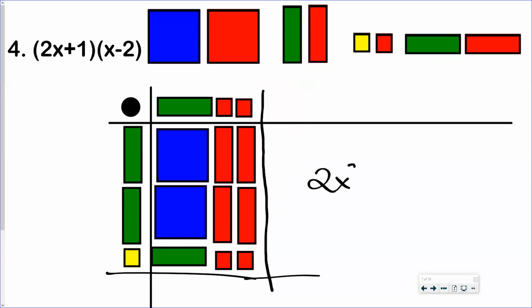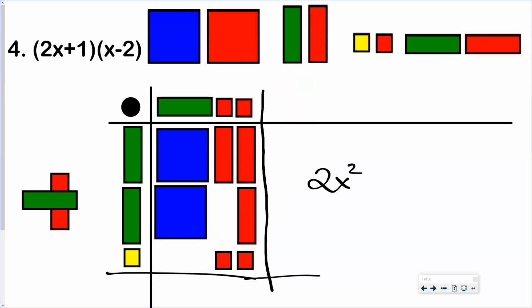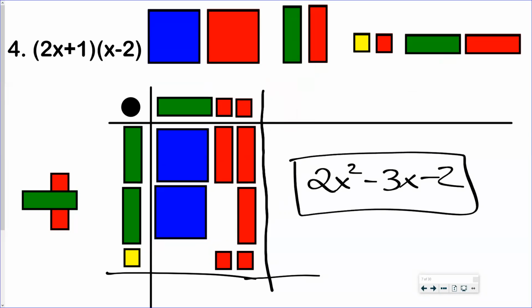So 2x squared. Look at my x's. Let's see, do we have any 0 pairs? I have a positive x. I have a negative x. That's a 0 pair. So what's left over? Negative 3x. And then lastly, I have negative 2. And there's our answer.